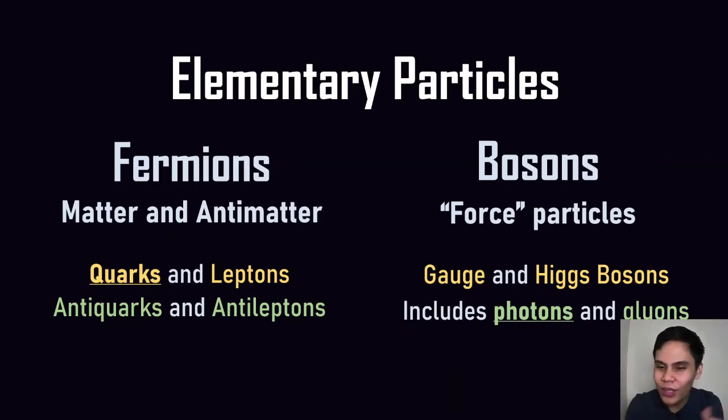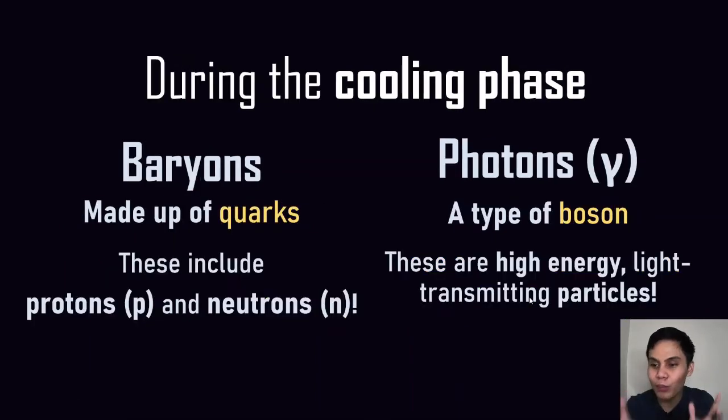Now, for nucleosynthesis, we're going to focus on the quarks and the photons, because during the cooling phase of the Big Bang, when it started expanding to the point where the temperature had a significant decrease, there was the possibility of having the quarks come together to form baryons. So the quarks came together to form baryons, and these baryons include protons and neutrons, the ingredients for your atomic nuclei.